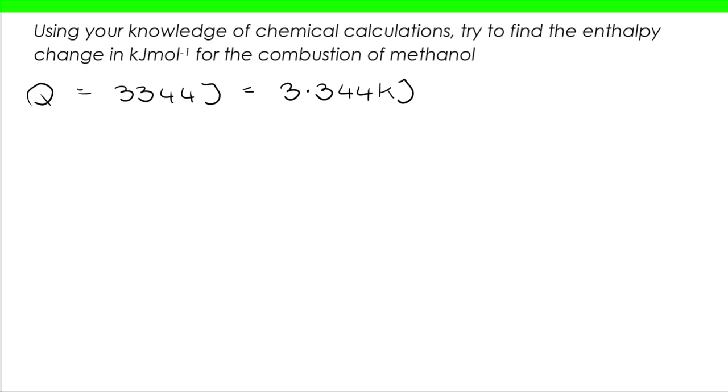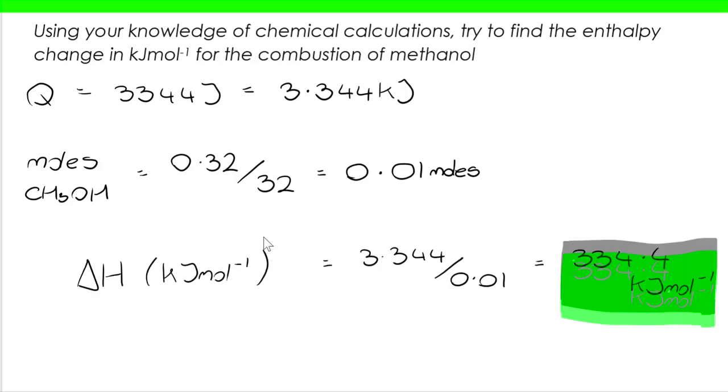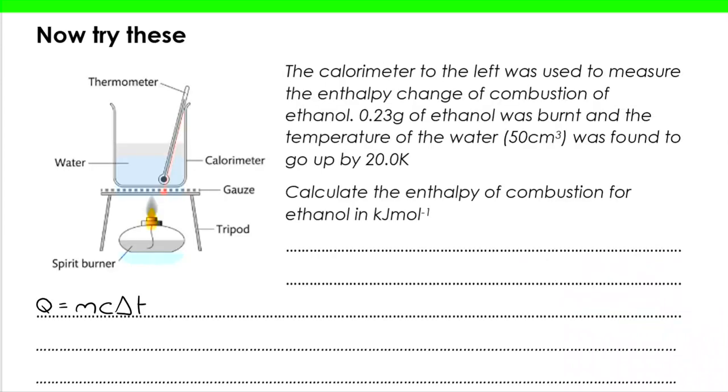Now, if I want to know kilojoules per mole, I need to know how many moles of methanol there were. This is where we use the mass that was provided. We've got 0.32 grams of methanol. So 0.32 divided by the relative molecular mass, if you add all of these together, it comes to 32. It means that 3.344 kilojoules came from 0.01 moles. So if I want kilojoules per mole, I'm going to do 3.344 divided by 0.01, giving me 334.4 kilojoules per mole. Let's take a look at another example, working through, see how you do, and then review.